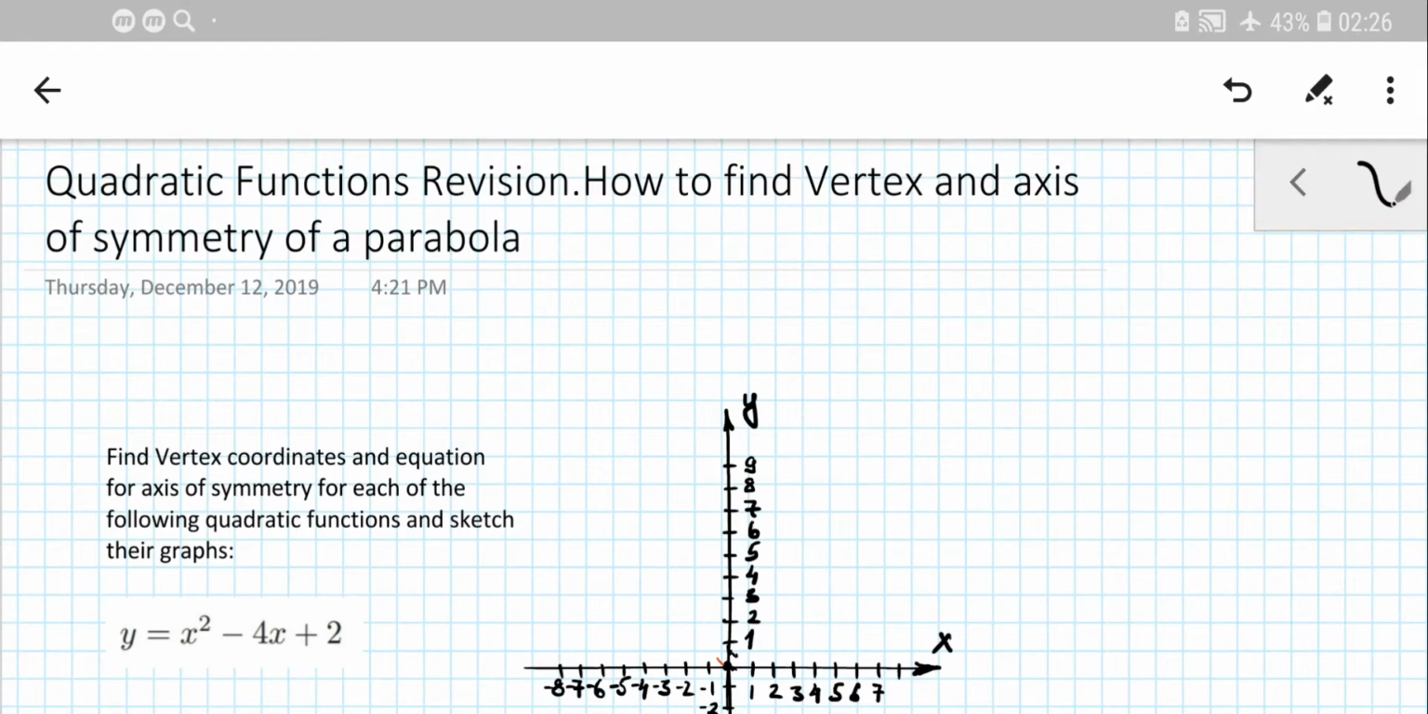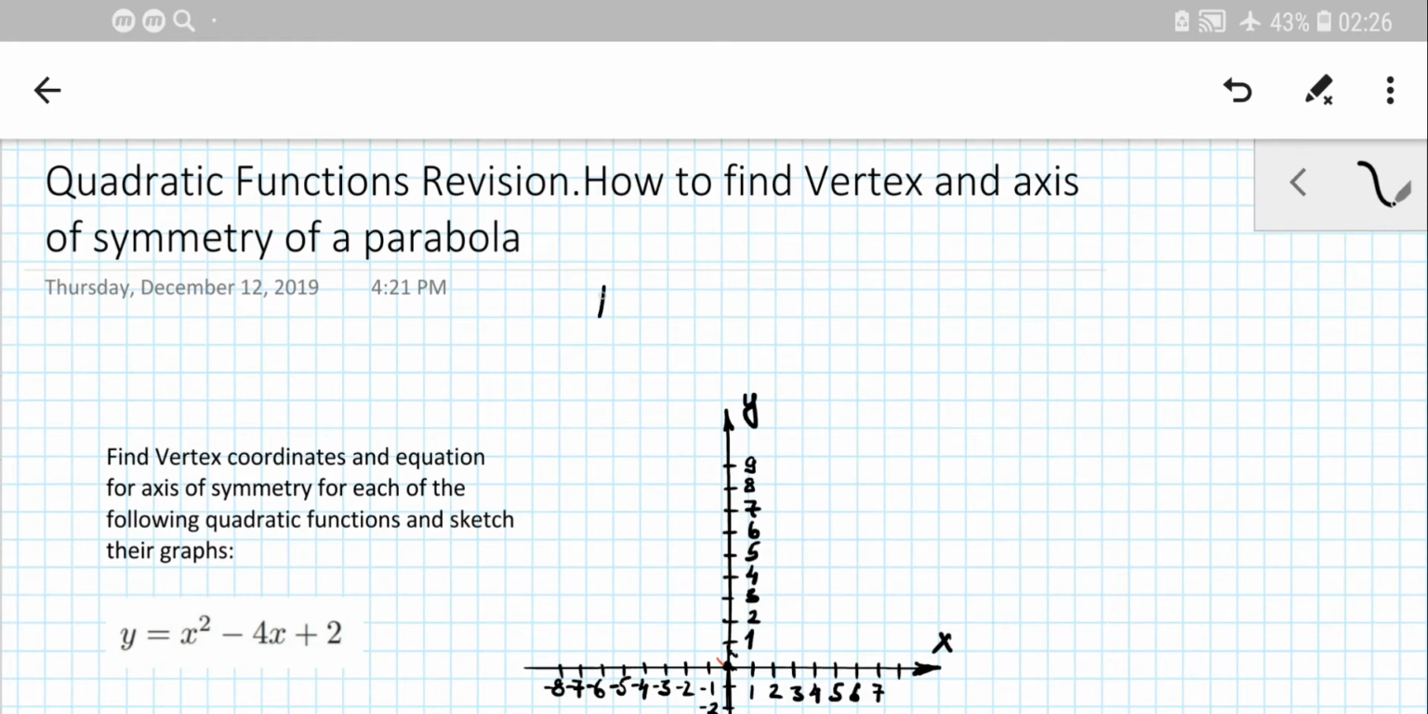We're gonna go through quadratic functions revision. That's the second revision here, and we'll be working on the question of how to find the vertex and axis of symmetry of a parabola for a given standard form, mostly, because if it's given in the vertex form, no problem, guys. You can do it very easily.